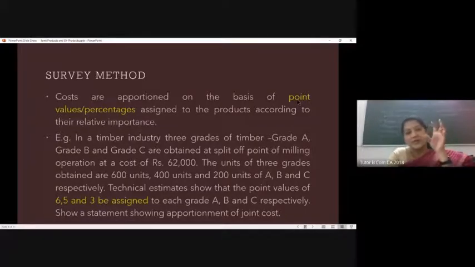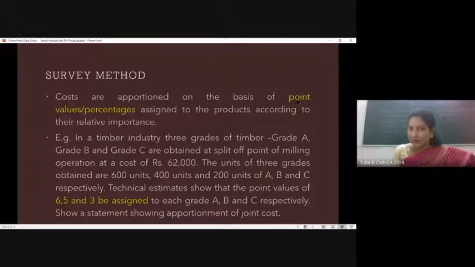Now in the question, they said the total cost is 62,000. The units of three grades are given as 600, 400 and 200 respectively. And now what we have to remember from this case is, in this method, there are different weights which need to be given to find out the cost of apportionment. So the technical estimates show that the point values of 6, 5 and 3 are assigned to A, B and C. So the highest grade is given to the timber which is graded as A. Second highest is given to B and third highest is given to C. So this is the crux which we have to understand.